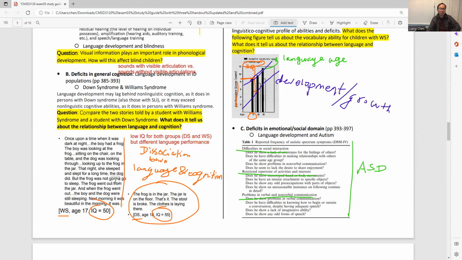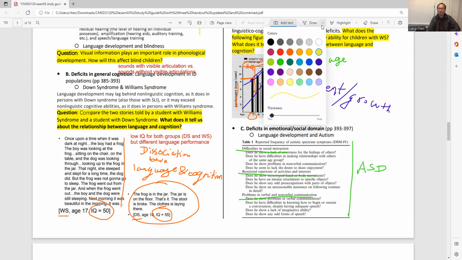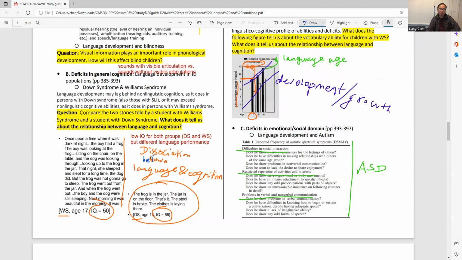If you look at these two samples, whose performance is better? Williams syndrome or Down syndrome? Down syndrome, right? So what do we see? But they have the same IQ, similar IQ, which suggests that there is a dissociation between language and cognition. So this is what it shows.